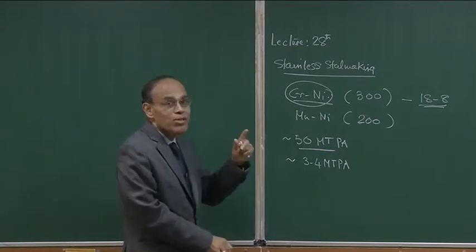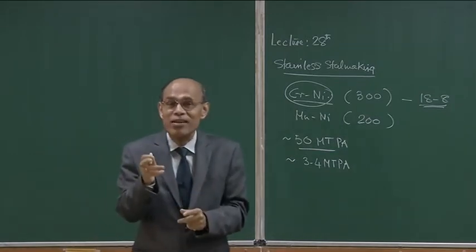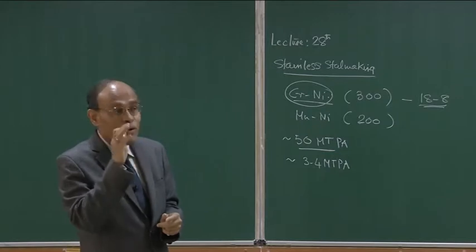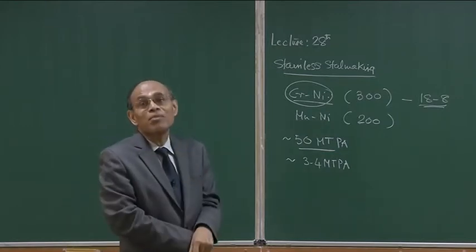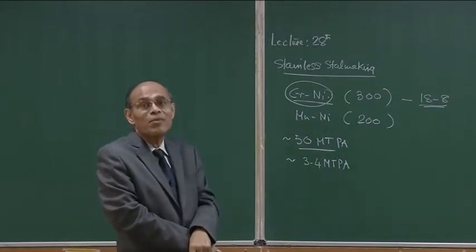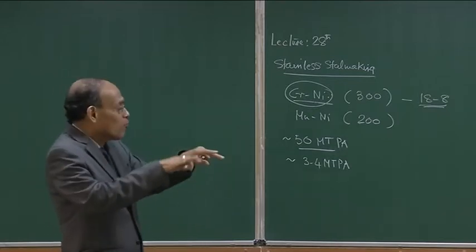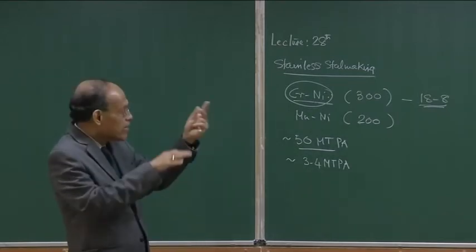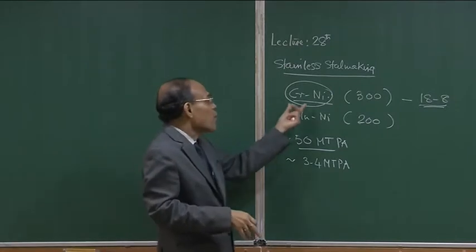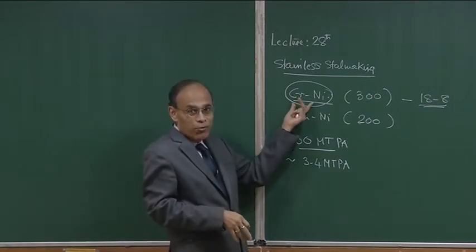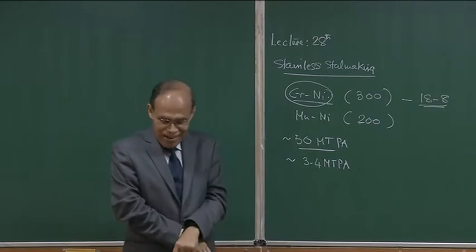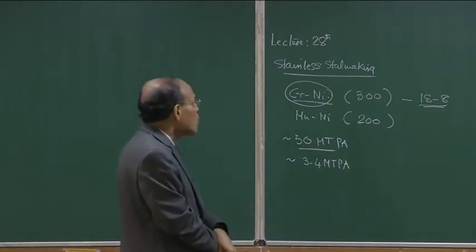Chromium tends to partition. Chromium comes under the third category, where we say that it is a partially oxidizable element. It is not a completely oxidizable element. So, chromium will oxidize and get into the slag, and some chromium will tend to be retained. So, recovery of chromium is not going to be 100% from stainless steel scrap, it is going to be less than 100%.